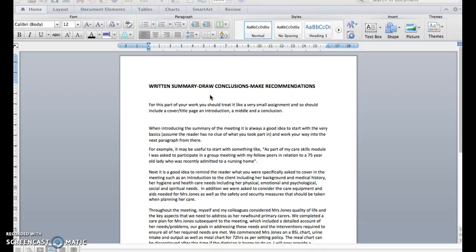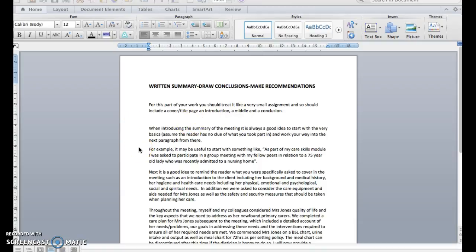So again, just to outline, this really shouldn't be any more than a page and a half typed to 2 pages maximum. I've just written out some guidelines that I'm going to go through now, and this is more just to serve as a template towards your own work. For this part of your work, you should treat it like a very small assignment, and you should include a cover, title page and an introduction. You should also include a middle, so that's the meaty part, and a conclusion.